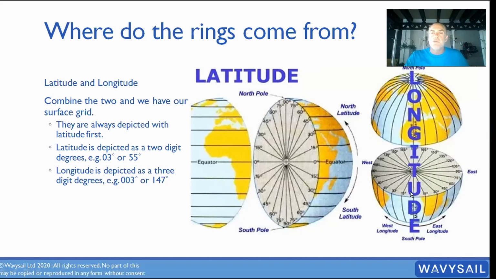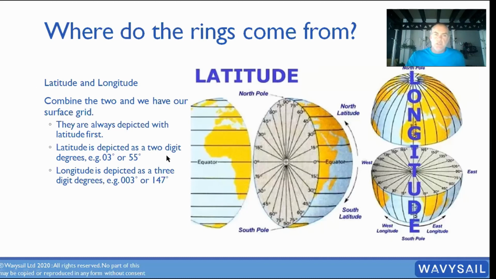So 3 degrees is either side of the prime meridian, 147 degrees either side, you're almost getting towards the date line. So if we write a latitude and longitude down, you can immediately tell the latitude from the longitude, because the one should be depicted as 2 digits and the other should be depicted as 3.